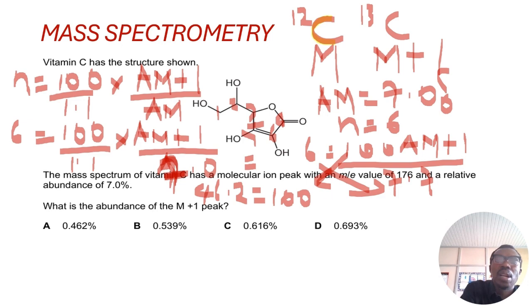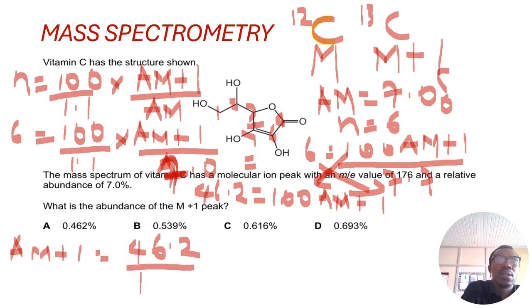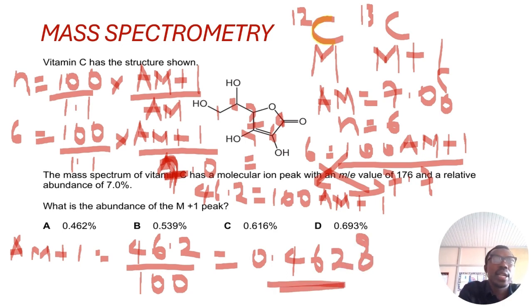To get the molecular ion plus 1, we make it the subject of the formula. So the molecular ion plus 1 will be equal to 46.2 divided by 100. Using my calculator, 46.2 divided by 100 is equal to 0.462, which equals 0.462%. So the correct answer to this question is A, which is 0.462%.